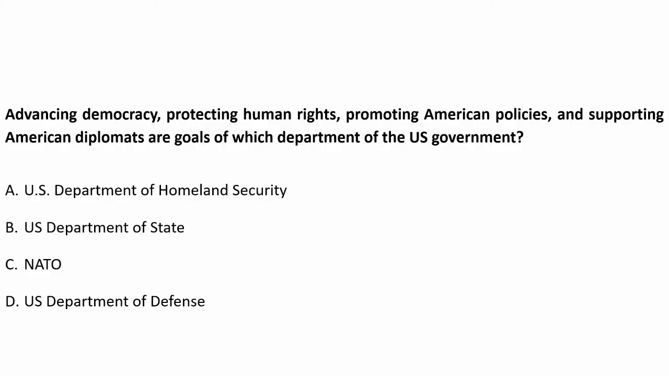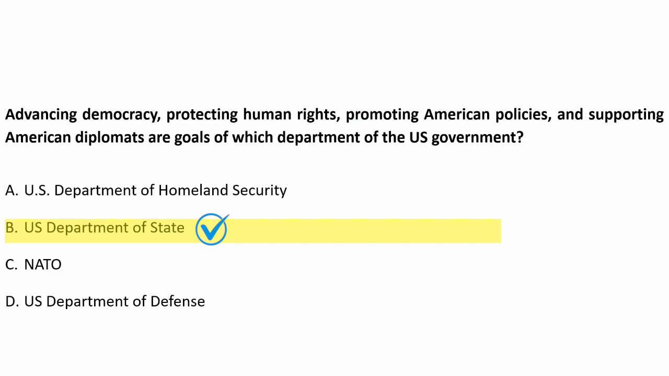Problem 1. Advancing democracy, protecting human rights, promoting American policies, and supporting American diplomats are goals of which department of the U.S. government? A, the U.S. Department of Homeland Security, B, the U.S. Department of State, C, NATO, or D, the U.S. Department of Defense? The answer here is B, the U.S. Department of State. The Department of State oversees many foreign policy goals, including the protection of human rights and democracy.